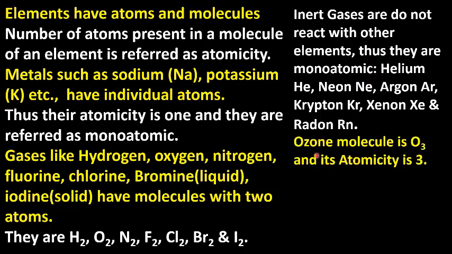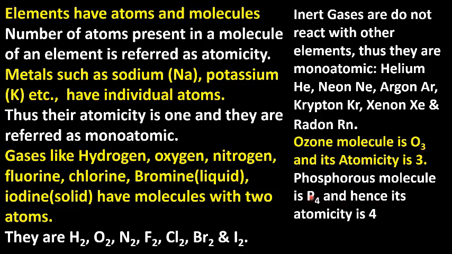Ozone. You know the ozone layer, the uppermost layer of the atmosphere which protects the earth and us from the ultraviolet radiation coming from the sun. So, the ozone molecule is O3, therefore its atomicity is 3. Phosphorus molecule is P4, therefore its atomicity is 4. We have one more also, sulfur. Sulfur has S8 molecules, therefore the atomicity of sulfur is 8.